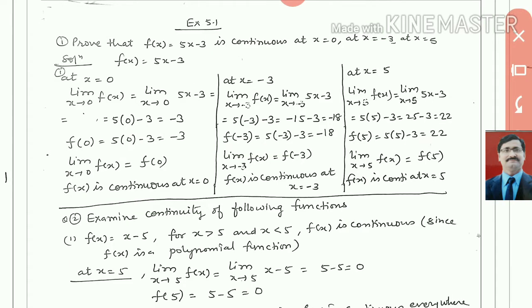Now we will start the exercise. In this exercise 5.1, the first question is very simple. Prove that f(x) equals 5x minus 3 is continuous at x equal to 0, x equal to minus 3 and x equal to 5.